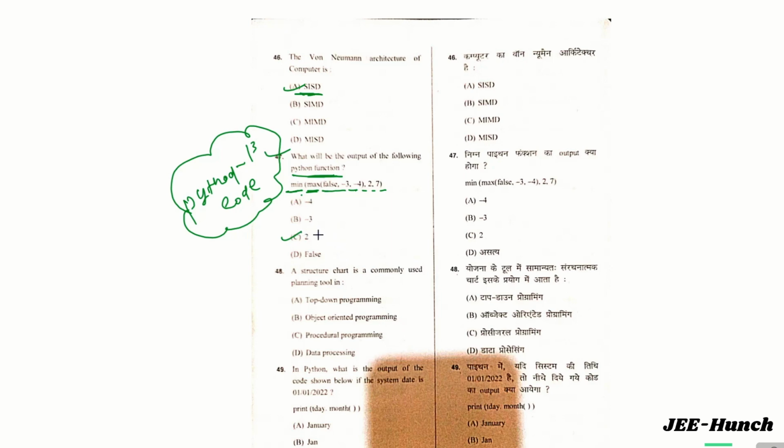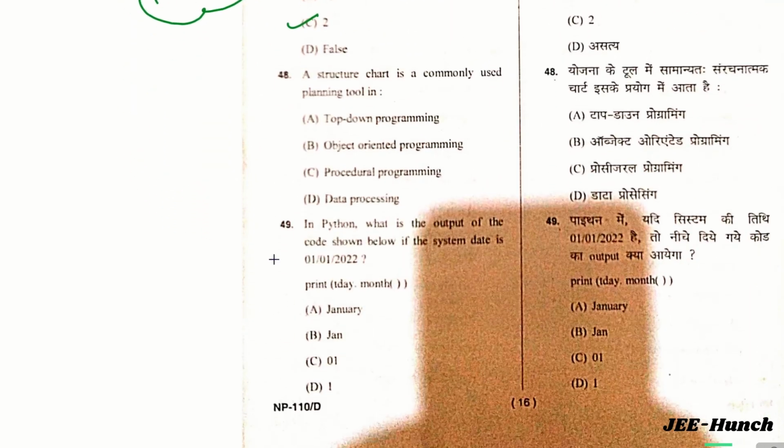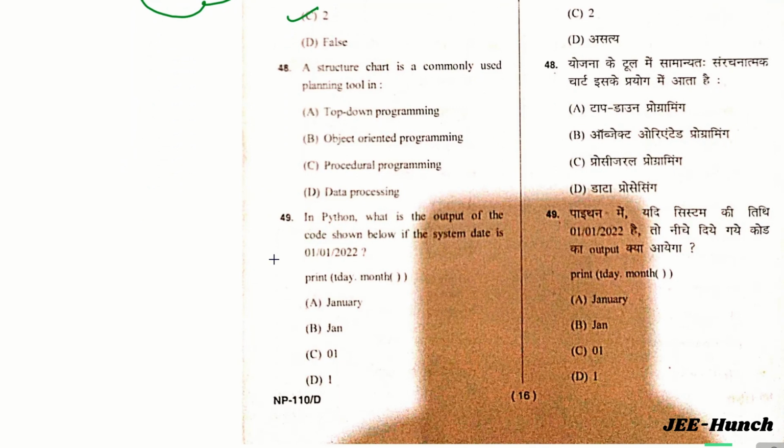Okay. A structure chart is commonly used planning tool in top-down programming, object-oriented programming, procedural programming, and data processing. So a structure chart is commonly used for top-down programming.